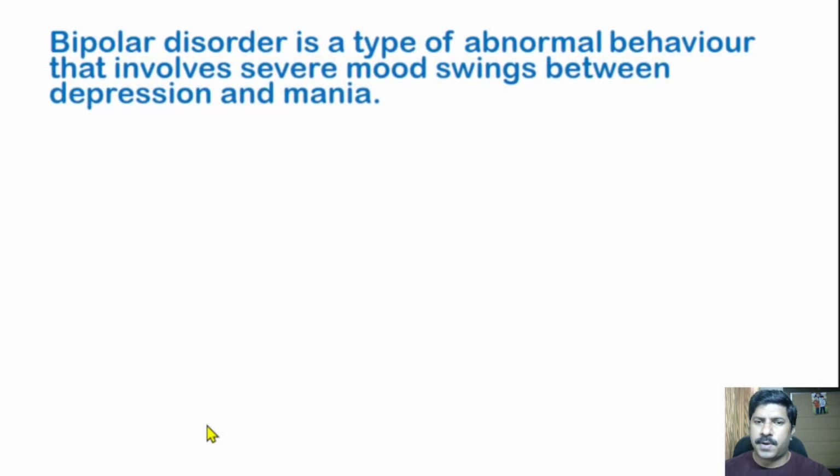Bipolar disorder is a type of abnormal behavior that involves severe mood swings between extreme depression and another state that is just opposite to depression, that is mania. So these are the characteristic features of bipolar disorders. If one time the patient has depression, next time he will get manic episodes. So at one time he may be very depressed, and at the next symptomatic time he may be manic. That is the peculiar feature of bipolar disorders, BPAD, bipolar affective disorder.